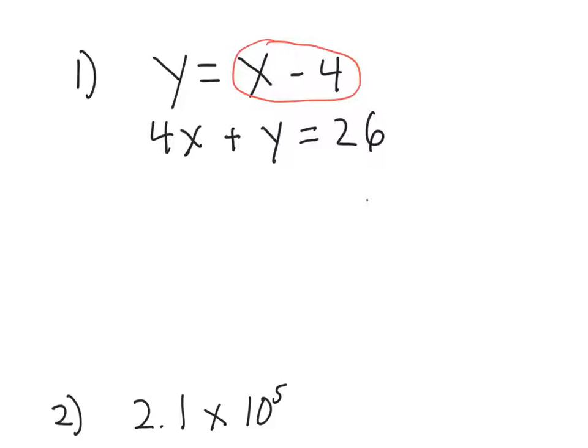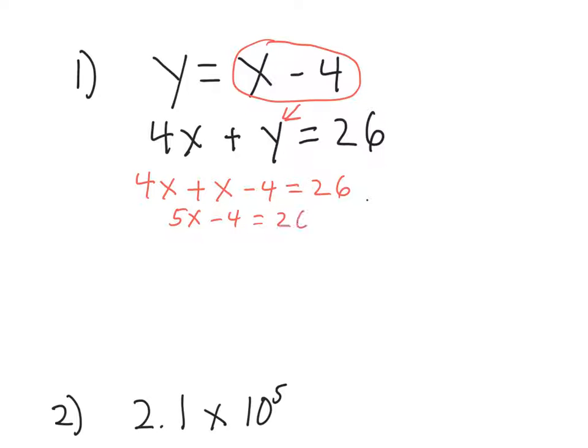So that means in the second equation, every time I see a y, I can substitute the x minus 4. So I'm going to change this second equation into 4x plus x minus 4. I just took out the y and substituted x minus 4. I can do that because y is equal to x minus 4. Then, since I only have one variable in this equation, I can solve for the x. So we'll do 4x plus 1x makes 5x.